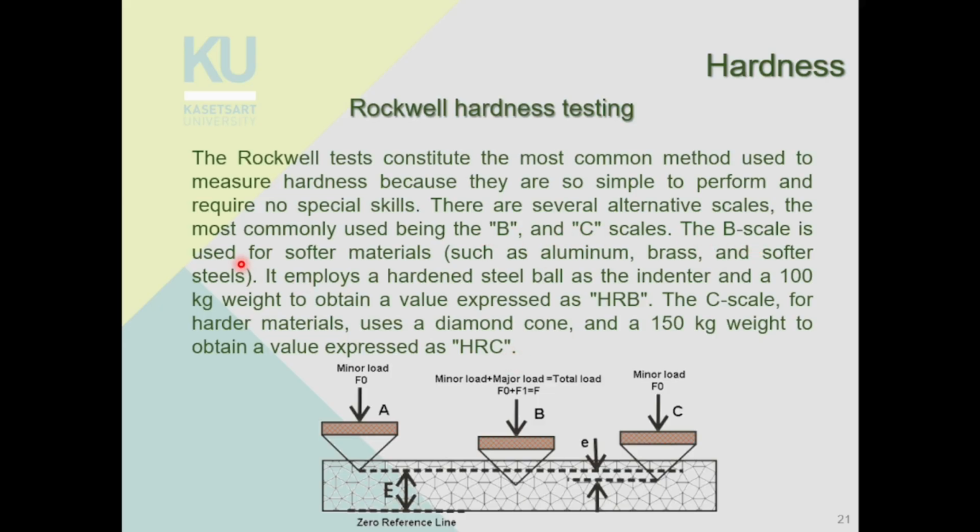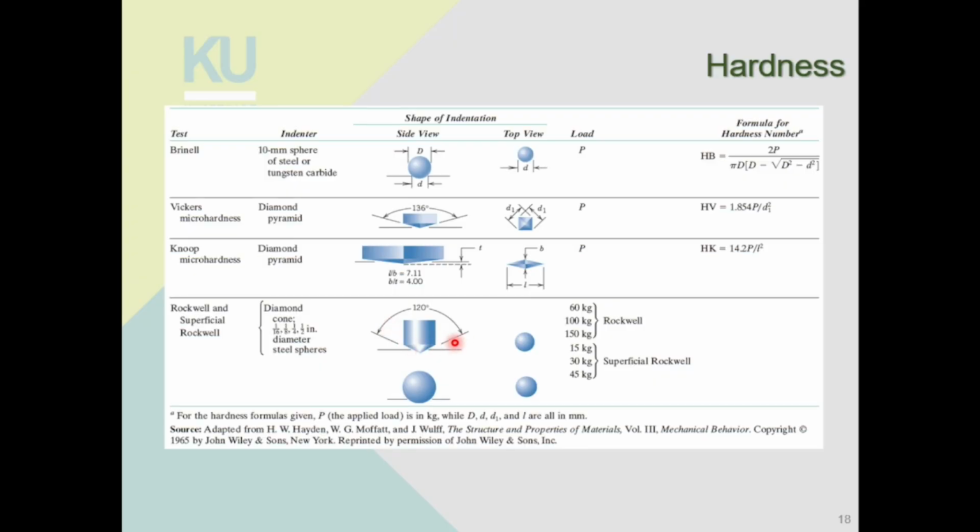The B scale is usually used for softer material like aluminum, brass, softer steel, because it uses steel balls as indenter, so the steel ball is not really hard itself. But if you want to test really hard material, you would use hardness Rockwell scale C, which is the diamond cone, right? Hardness Rockwell scale C, you're using a cone-shaped indenter, okay? That is made from diamond, right? So you have a diamond cone, and that is used for harder material.